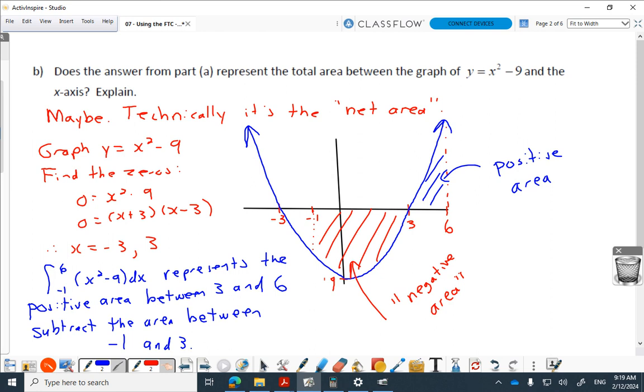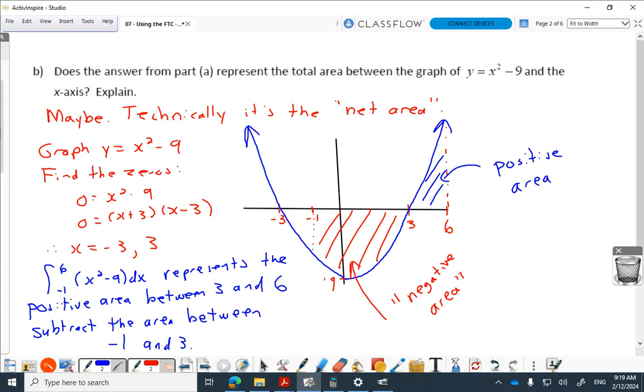Does that help on the net area thing? In applications, this is what we want anyways. Going back to where we started with this, if this was a velocity curve, and we wanted to calculate displacement, we'd want the negative displacement and the positive displacement. We want to know how much your displacement changed, so we want positives and negatives all the time.